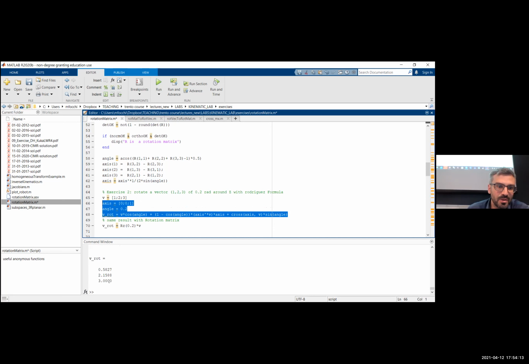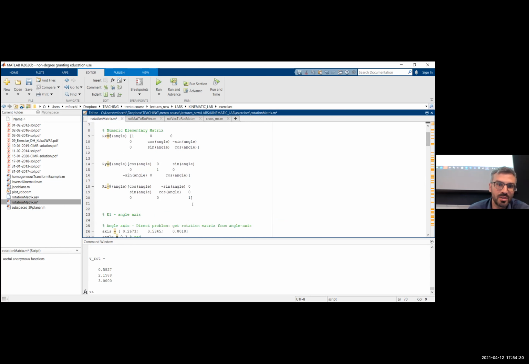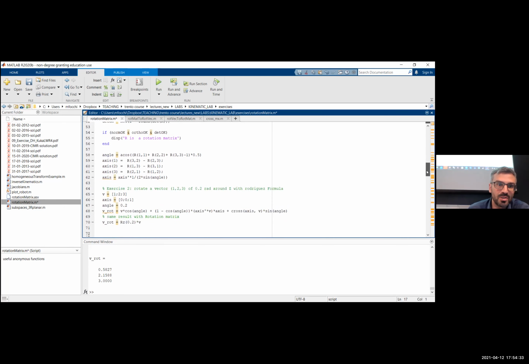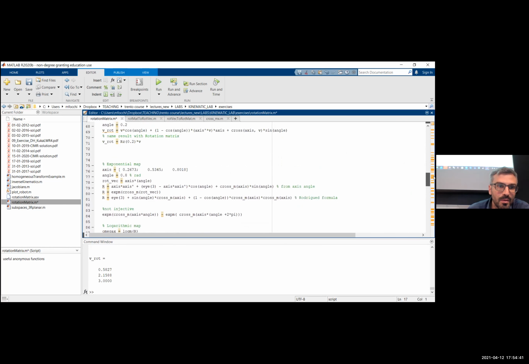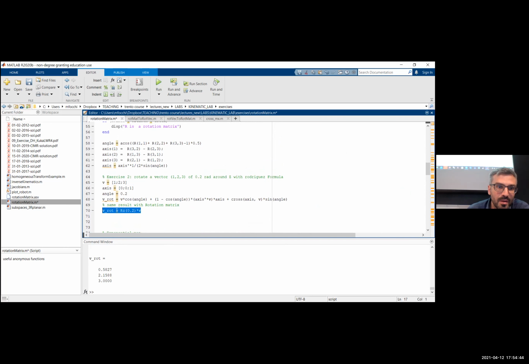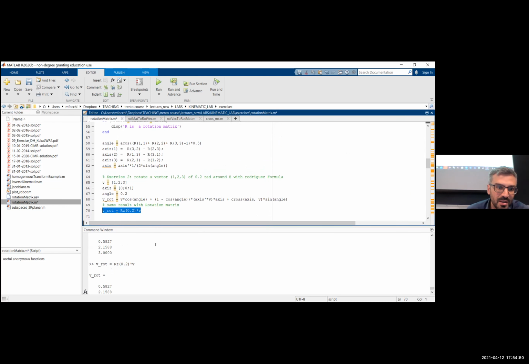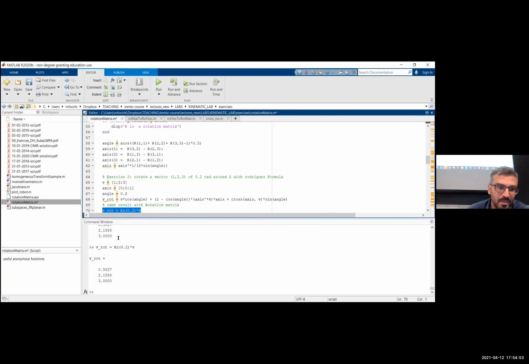We get this expression for the rotated vector, and we want to see that the result is the same as when we apply the elementary rotation around Z. That is the formula that we saw, defined above with the anonymous functions, applied to the vector B. So this is the evaluation. We see that the two vectors are the same.